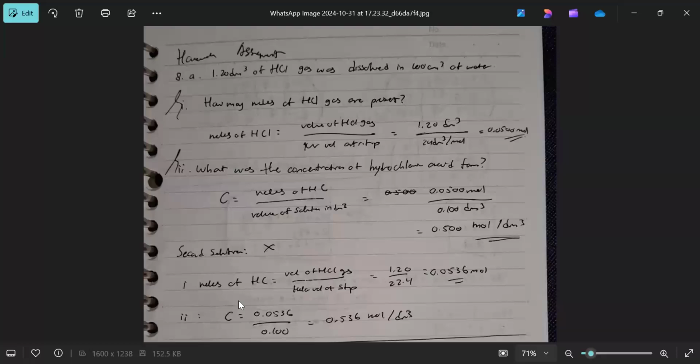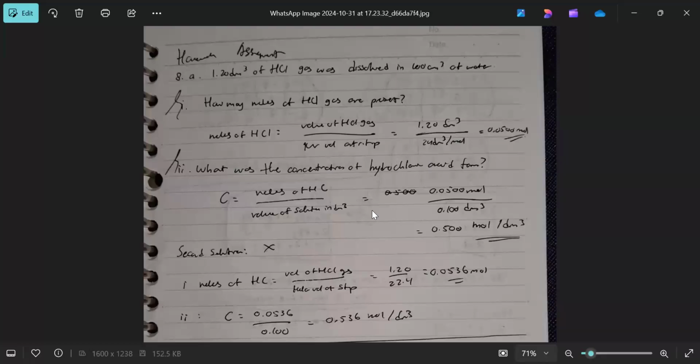Most of you did the second solution right here. So for the first one, most of you already did it correct. The formula and everything is already right, so I don't think I need to explain that since it's pretty straightforward. For the first one, we have how many moles of hydrochloric gas are present. To find moles, we just use the volume divided by the MR value.